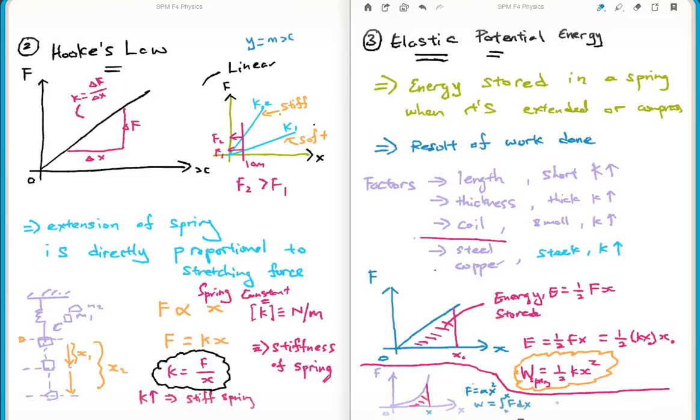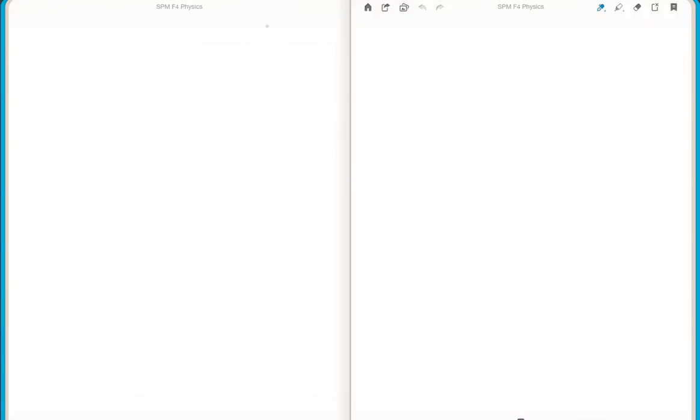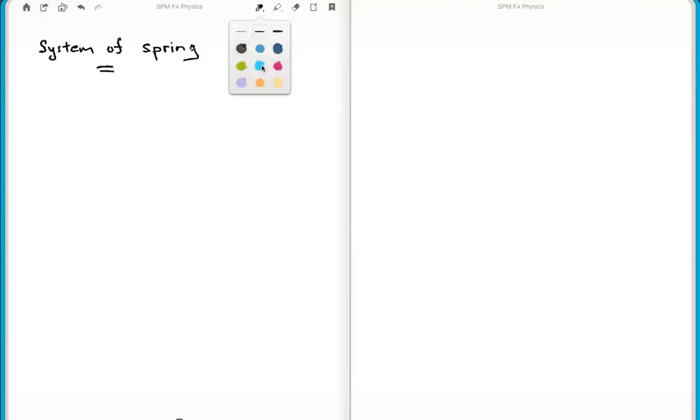arrangement system of springs that leads to elastic potential energy. That really last part is called system of springs. It's very fast. System of springs. Okay, just to give you an idea, I will not be able to summarize every condition.